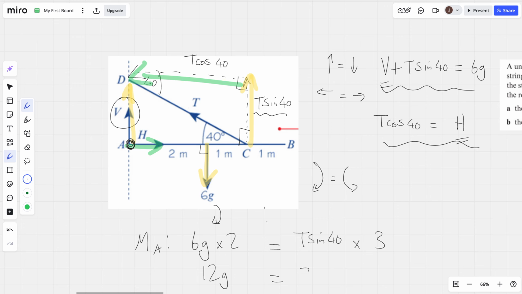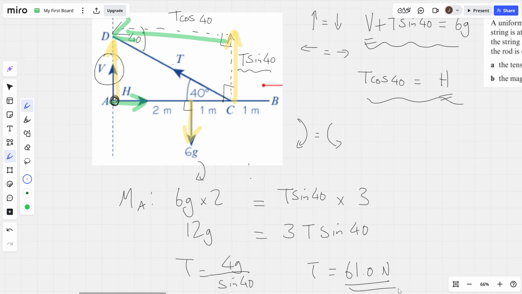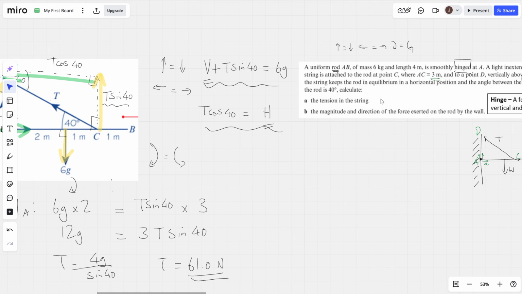So that is the moments calculation. So the moments calculation is what is easiest in this. So if I divide by 3, I get 4g. So 4g over sine 40 should be equal to T. And if you do that, T is 61.0 newtons is what I've got written down. Okay. So that's your part A, to find the tension in the string.